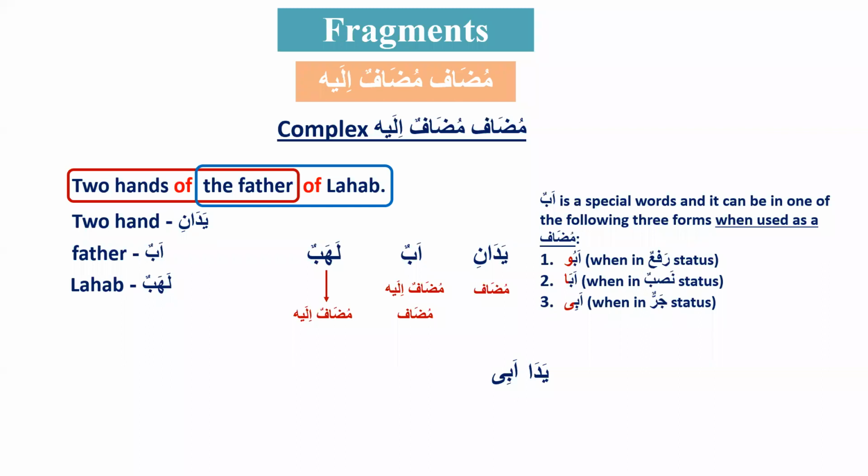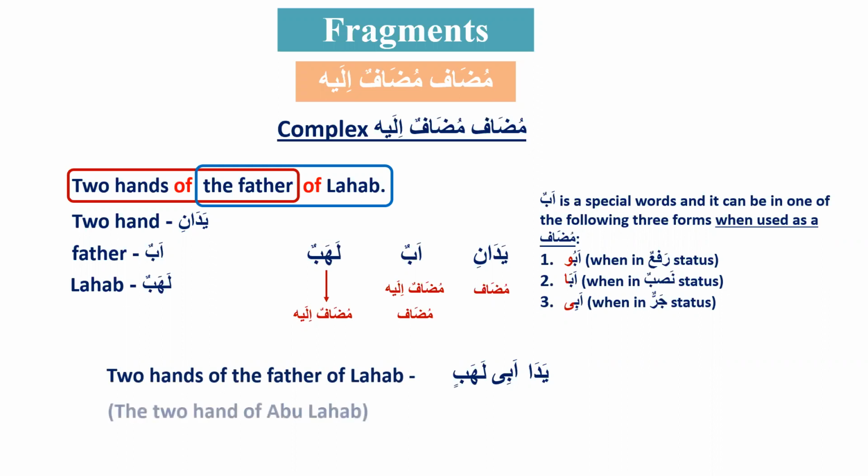And make changes to Lahab: Lahabin. Yada abi lahabin. So what does it mean? The two hands of the father of Lahab. Or you can say two hands of Abu Lahab. Abu Lahab was a name, so we can say that too. Good, good. So this was a little complex. So there are 5 words like this, abun.